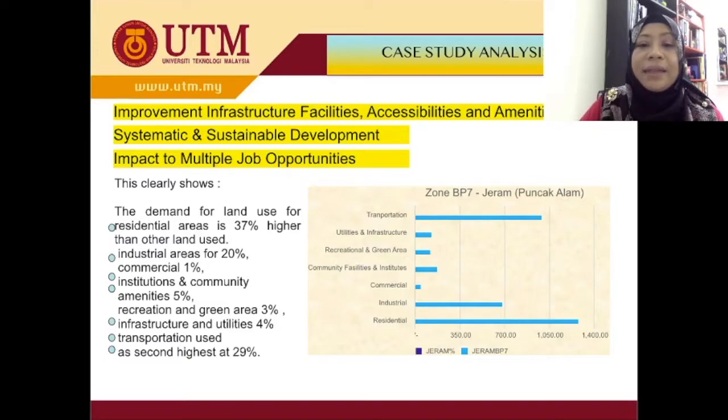Here we can find the zone of BP7 for Jeram as Puncak Alam, which clearly shows the impact of multiple job opportunities, systematic and sustainable developments, and of course improved infrastructure facilities, accessibilities, and amenities. We can find the land use demand for residential area is 37%, higher than other land use, industrial area is only 20%, commercial 1%, institute and community amenities 5%, recreation and green area 3%, infrastructure and utilities 4%, and transportation is the second highest use at 29%.